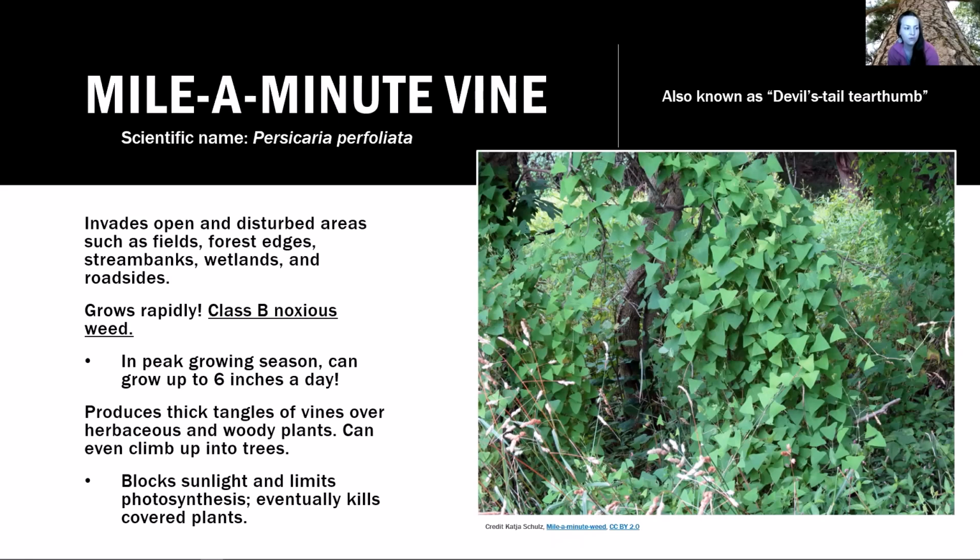So mile-a-minute will invade the open and disturbed areas, generally ones that get a lot of sunlight, so places like fields and forest edges, and it also does like some wet places as well, so stream banks, wetlands, and then just in general some roadsides. So you will see this plant pretty commonly in places that people will frequent. It is a Class B noxious weed in Pennsylvania.